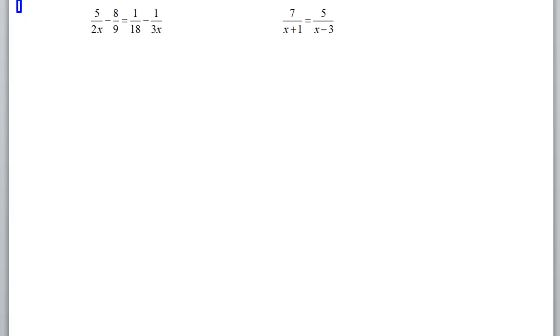Whoops, I grabbed the wrong writing tool. There we go. So 2, 9, 18, and 3. Well, I believe all of them can make 18. See, 2 times 9 can make 18, 9 times 2 can make 18, 18 times 1 can make 18, and 3 times 6 can make 18. So that right there is the common denominator.